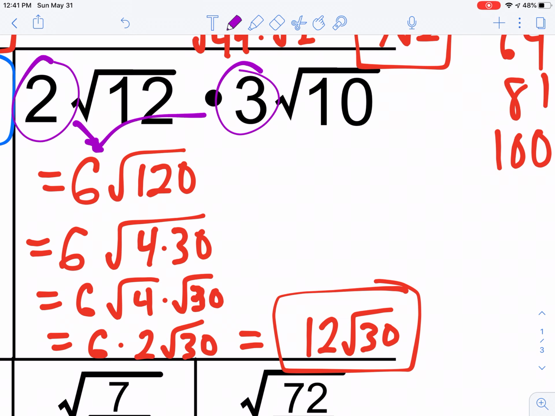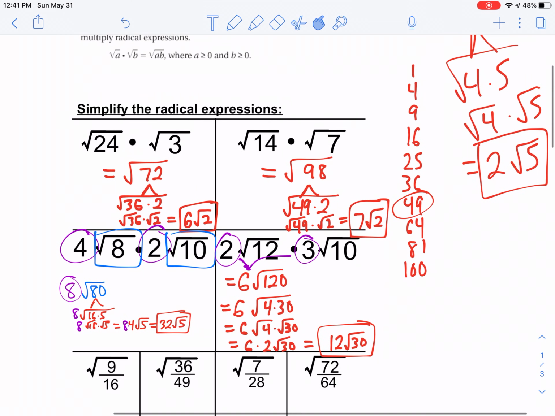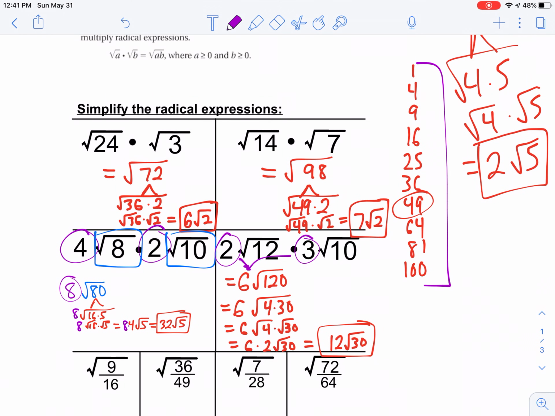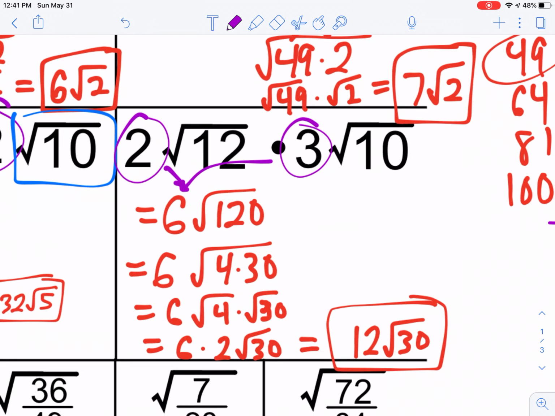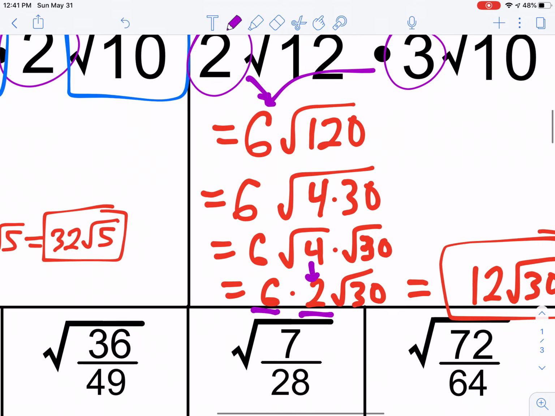4 is the only number in the perfect square list that goes into 120. The rest of them don't. And then you do what you got to do and you break it down. And then the 6 on the outside from the original 2 times 3 gets multiplied by the 2, which happens from the square root of 4. And 6 times 2 is 12. So the 12 is on the outside of the radical.